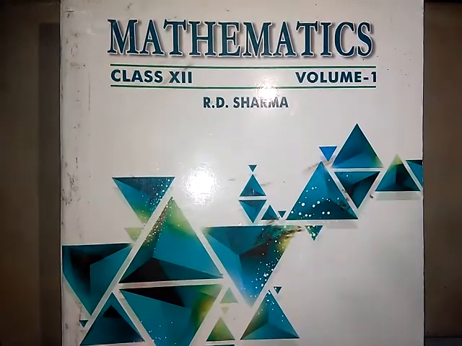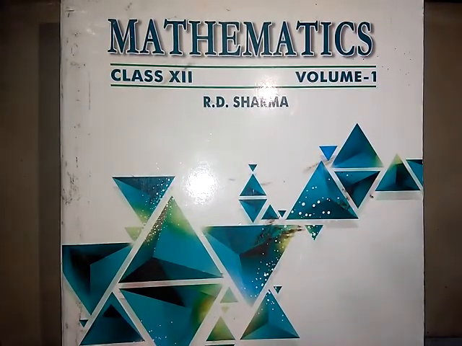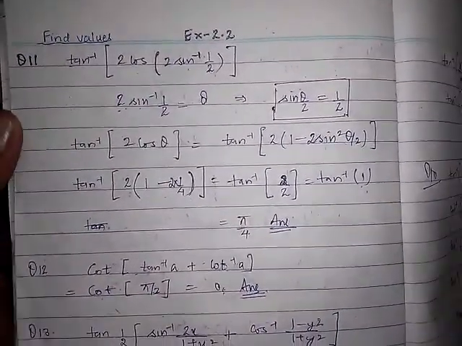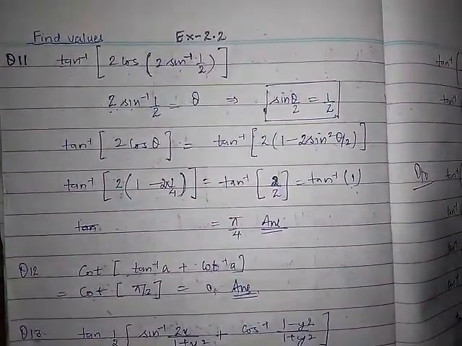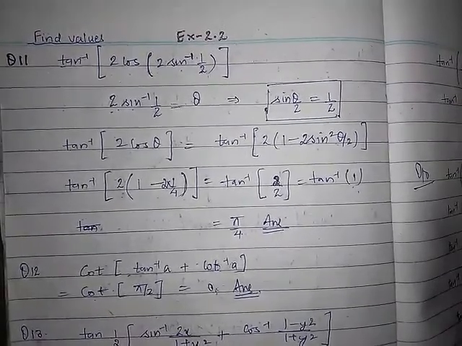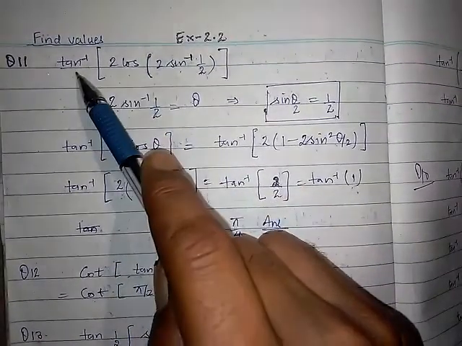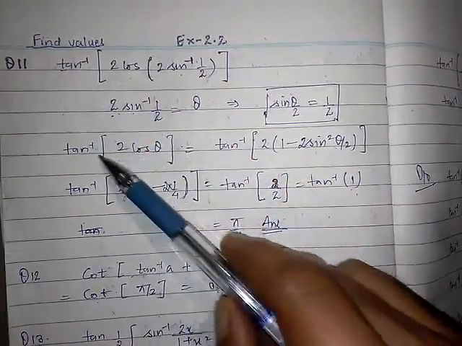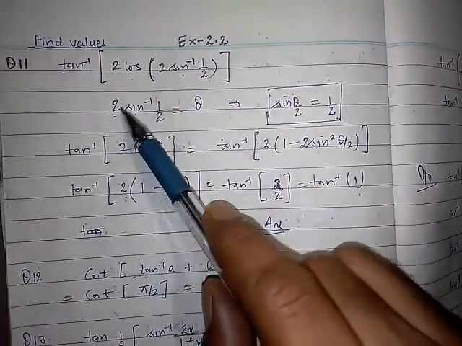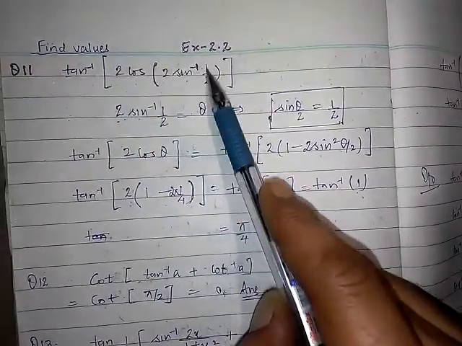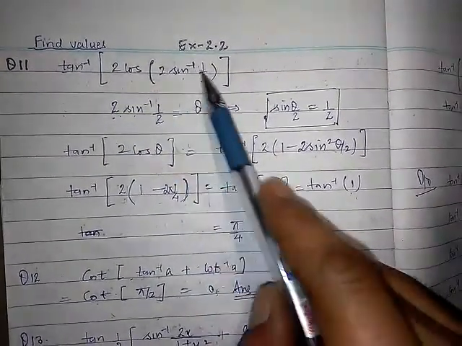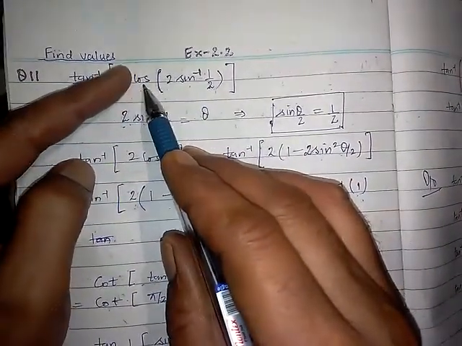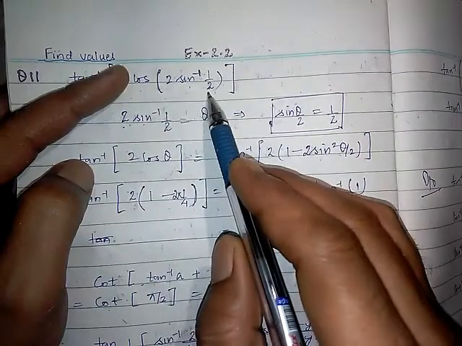So we have solved up to question number 10 in the last video, and today we are going to discuss question number 11. In these questions we have to find the values, right. Question number 11: tan inverse of 2 cos of 2 sine inverse 1 by 2 is given to you, so we have to find its value. Now have a look at the angle of cos.